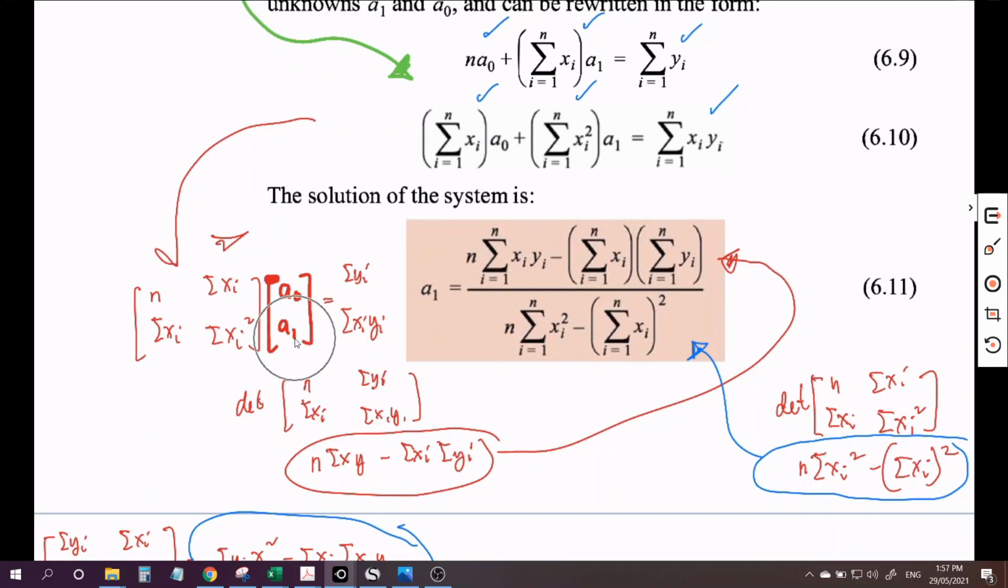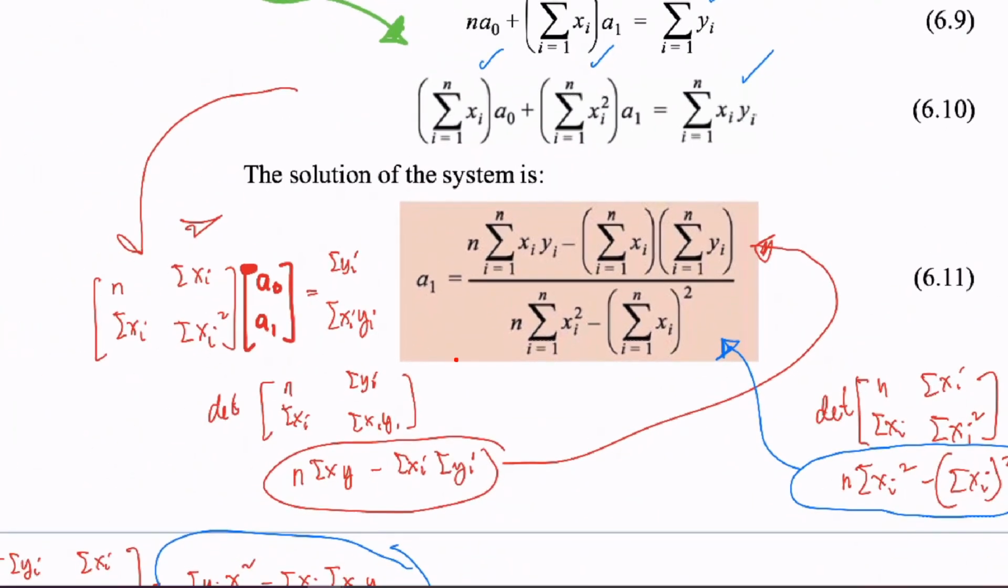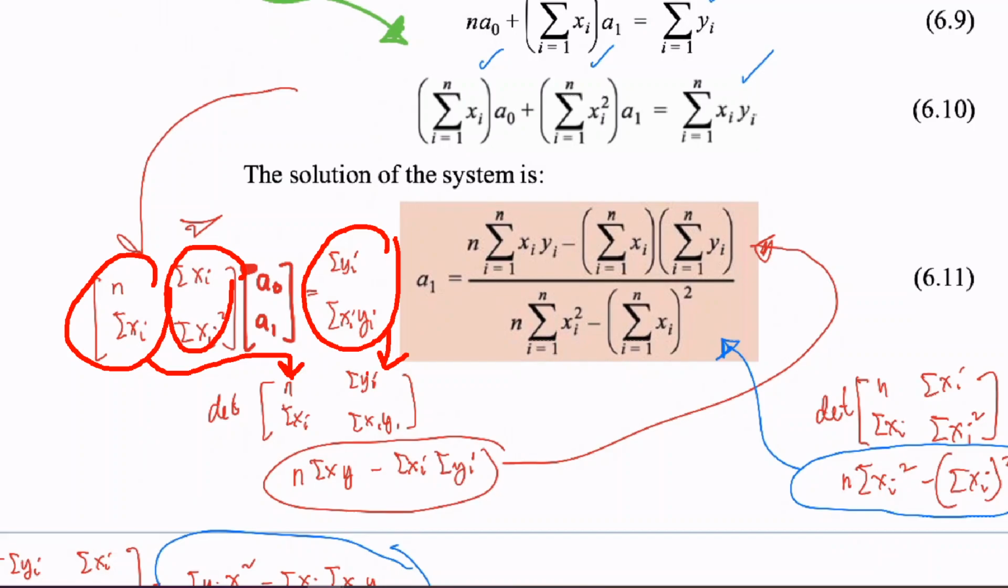Okay, a sub 1. So we will replace this second column here by this column, right? And find the determinant. That's why this one is replaced by this one, which is here. Okay, and then this is intact. Okay, then find the determinant.